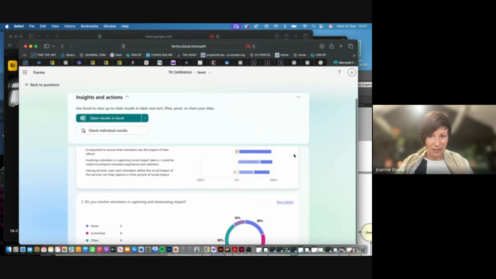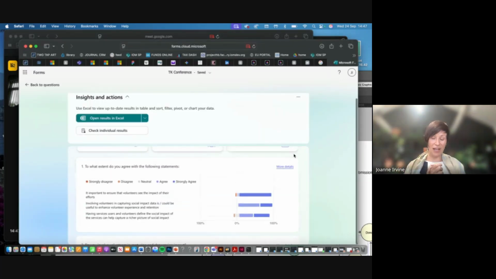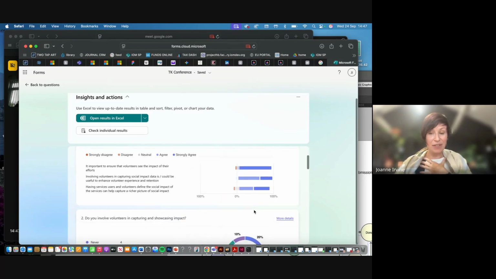That's okay. So basically we do have a strongly agree mainly for it being important to ensure that the volunteers do see the impact. So we do mostly agree on that. And that involving volunteers could be, or is, useful if you already do it, and that having them define it might paint a richer picture.